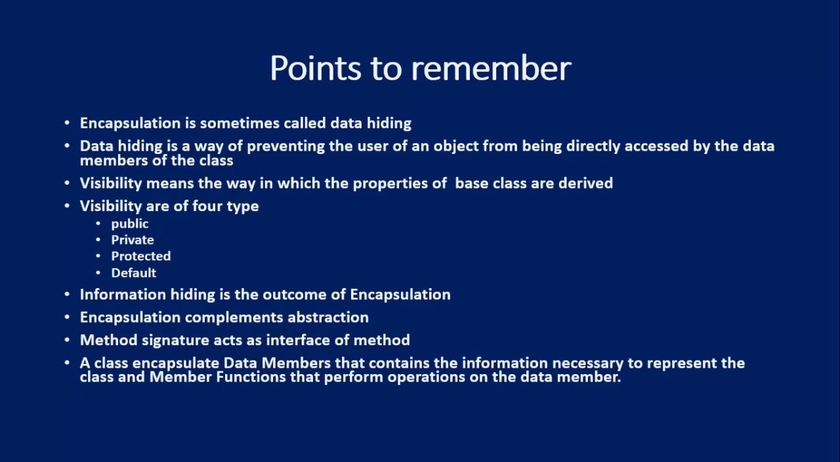The points to remember from this topic: encapsulation is sometimes called data hiding, and data hiding is a way of preventing the user of an object from directly accessing the data members of the class. You also have to know about visibility, and visibility is of four types: public, private, protected, and default. Information hiding is the outcome of encapsulation. Encapsulation complements abstraction. Method signature acts as the interface of the method, and a class encapsulates data members that contain information necessary to represent the class and member functions that perform operations on the data members.